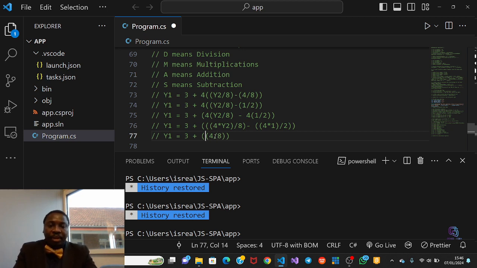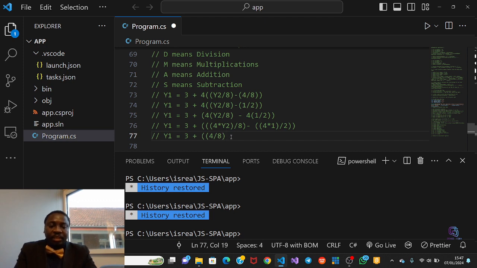So 4 divided by 8. While we're taking the 4, this is division divided by 8. Then inside that, we're going to bring out, let's say, 4 divided by 8. So we have the 4 divided by 8. I'm going to do it like this. Is it 4 divided by 8?